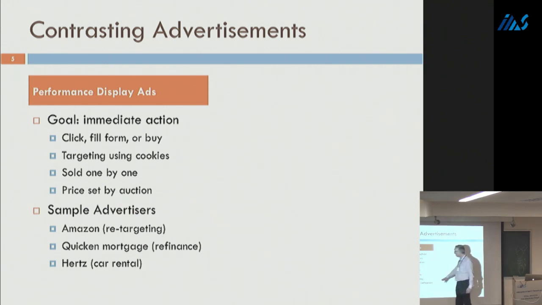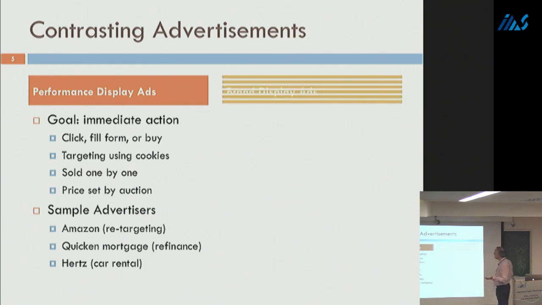Quicken Mortgage, this is a refinance site. Hertz Car Rental: if you've just bought a ticket at United Airlines, the next thing you'll see is a Hertz Car Rental ad because you bought an air ticket. Maybe you want to rent a car and you can do it online. Click and do it right now. So that's what performance display ads look like.